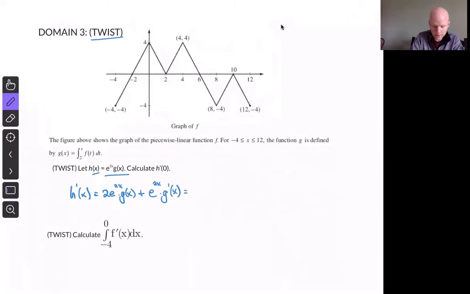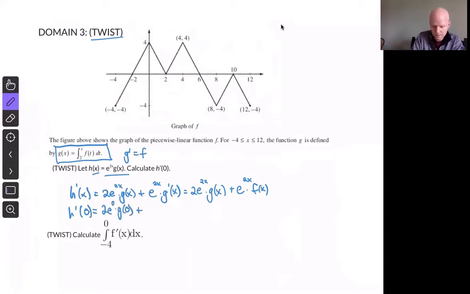And then recall that because g of x is an integral, we can think of it this way. So 2e to the 2x times g of x plus e to the 2x, and I know that g prime of x is just equal to f, so I'm going to write f of x right there. Now if I wanted to find what h prime of 0 is, we can just plug 0 into everything. So we have 2e to the 0 times g of 0 plus e to the 0 times g prime, or times f of 0.